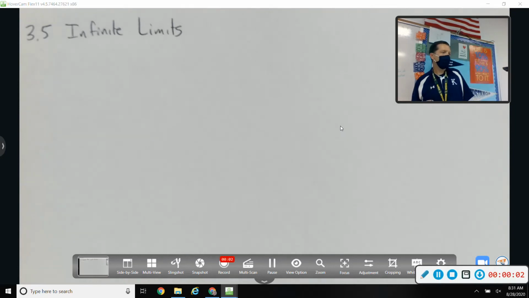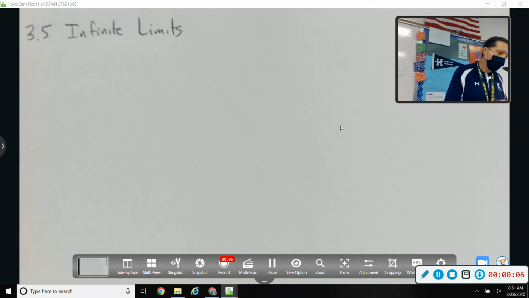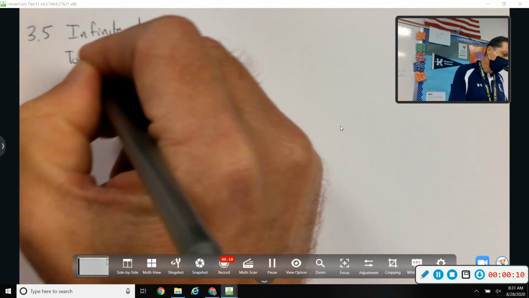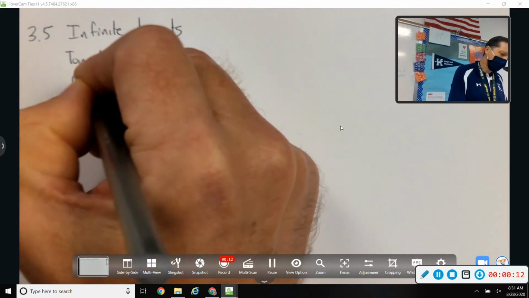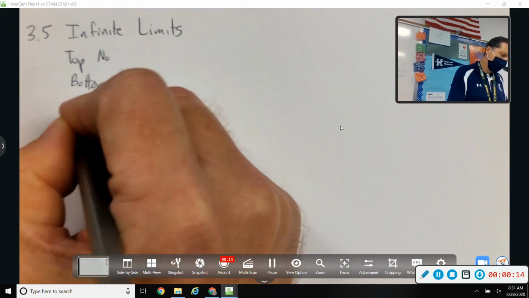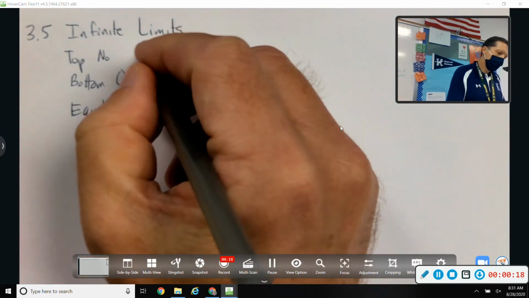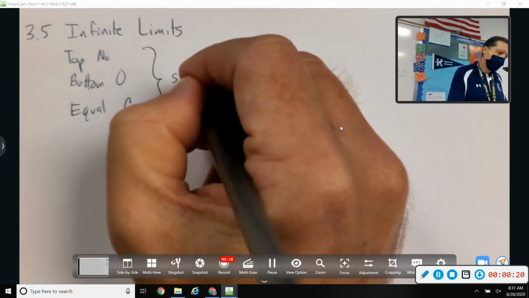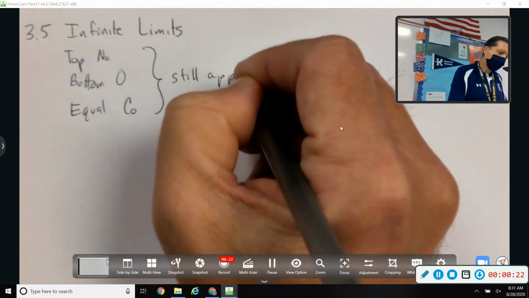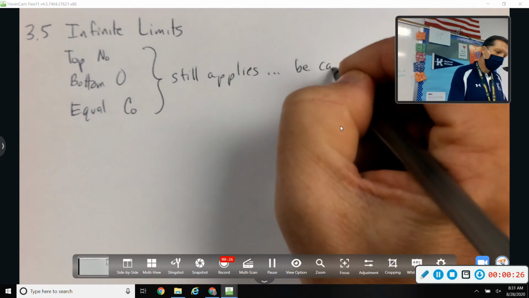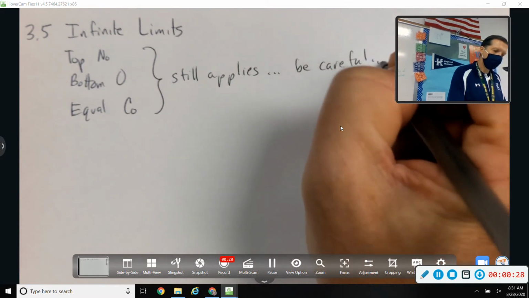Infinite limits from section 3.5. But it's really similar to what we did already, and some of the top no, bottom O equal co, that still applies. Still applies. But be careful. You'll see what I mean by that in a minute.